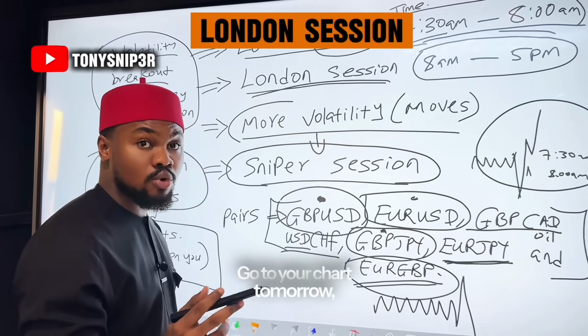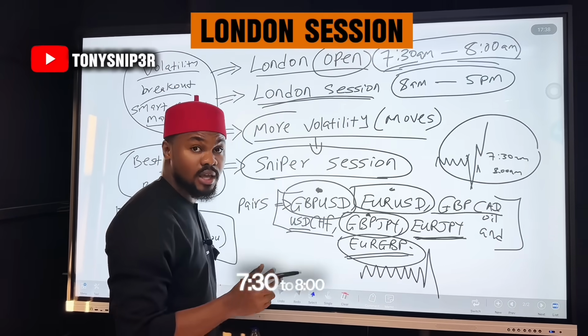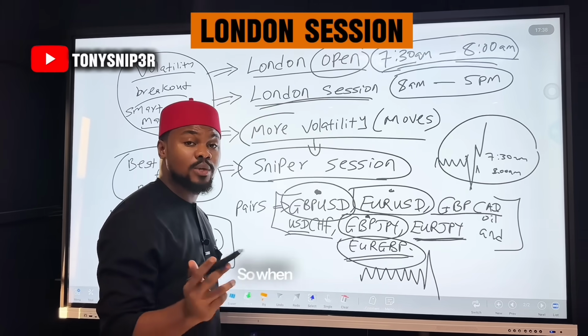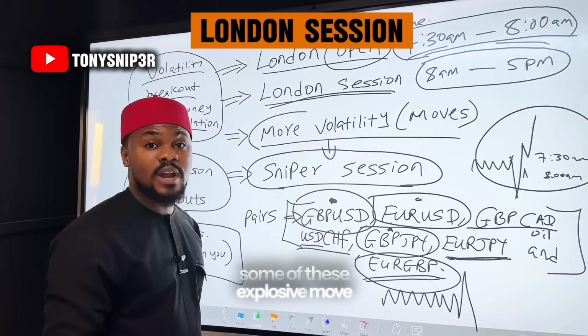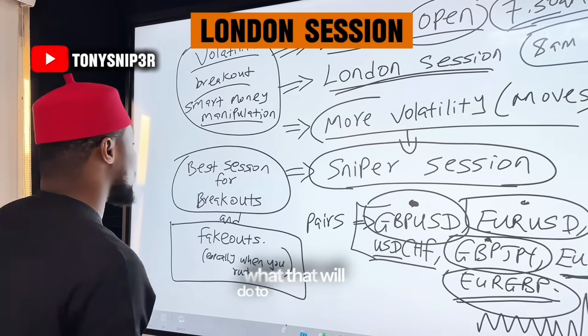Go to your chart tomorrow. Look at the chart, GBP USD, 7:30 to 8 a.m. You will just see the market spike to the upside or to the downside. So when you learn how to mark your key levels, you could take some of this explosive move, like 5 trades and you might end up catching 4. And you know what that will do to your account.